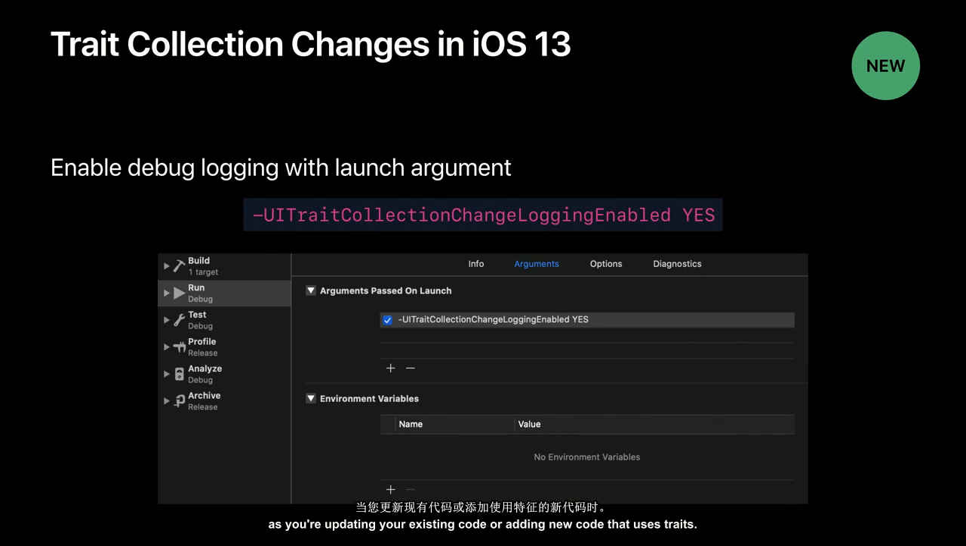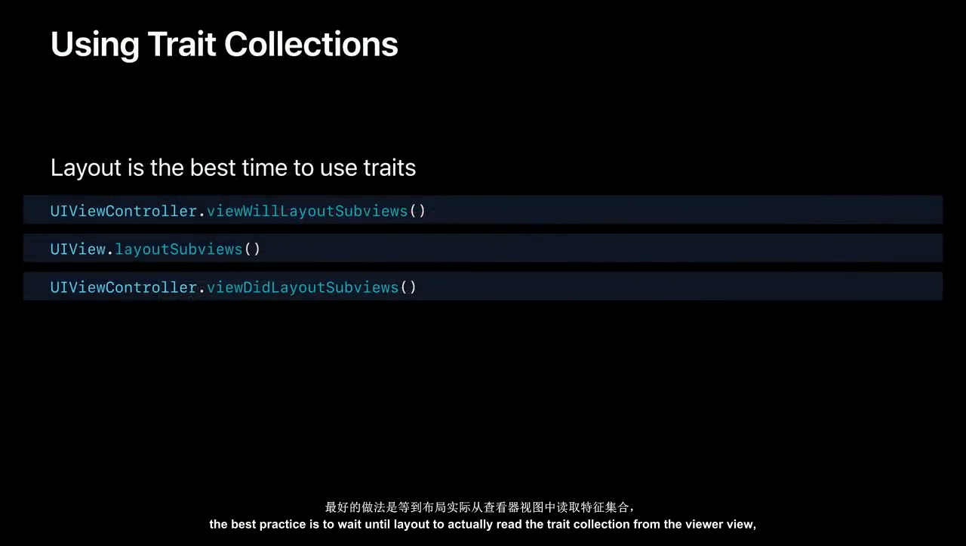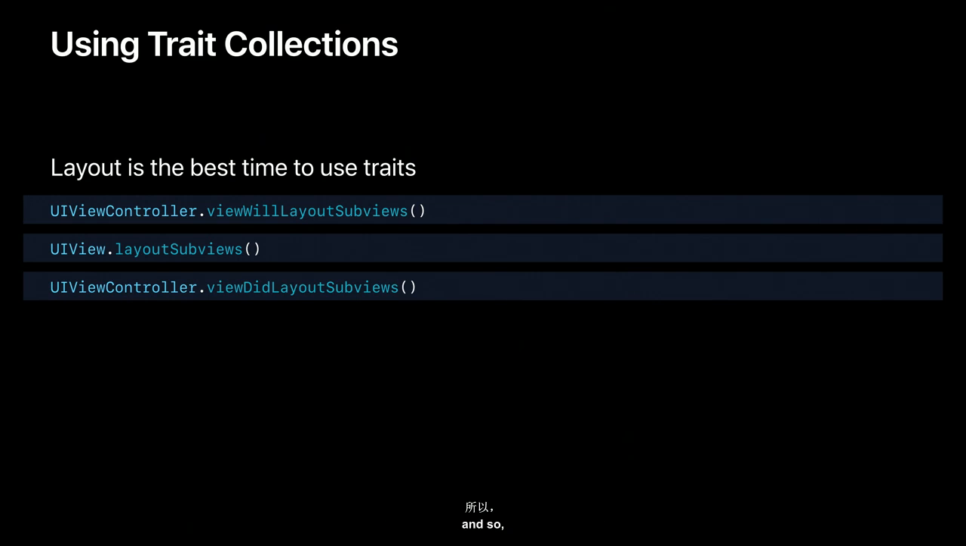Now, as you're updating your existing code or adding new code that uses traits, the best practice is to wait until layout to actually read the trait collection from the view or view controller and perform work based on it. Traits are always updated before layout occurs. And so if you get the trait collection inside of one of these methods, you can rest assured that it's not going to be a prediction anymore. It'll reflect the actual values that it was inheriting from its parent.